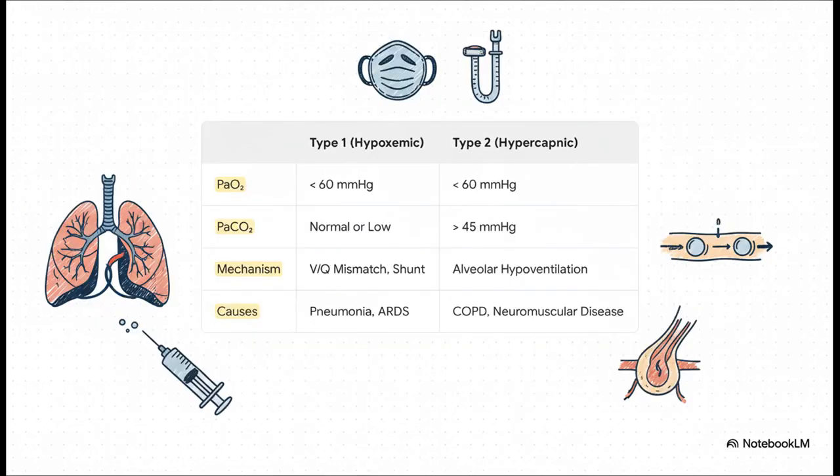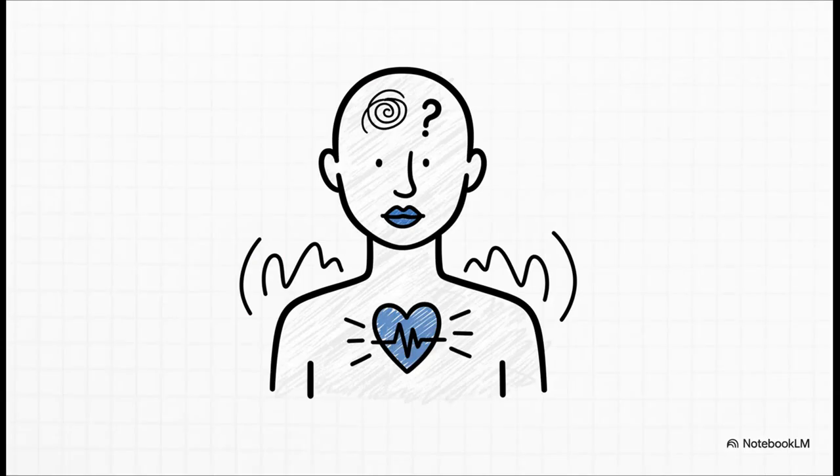Now let's put some numbers on that concept. Look at this table. See how both types have a PaO2 less than 60? That's what makes it respiratory failure, that hypoxemia. But here's the key difference, the real telltale sign. Look at the PaCO2. In type 1, it's normal or maybe even low because the patient is breathing fast, trying to compensate. But in type 2, that PaCO2 is high, over 45. That's the defining feature.